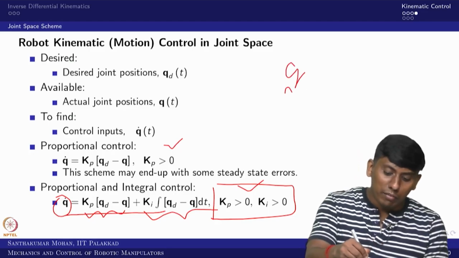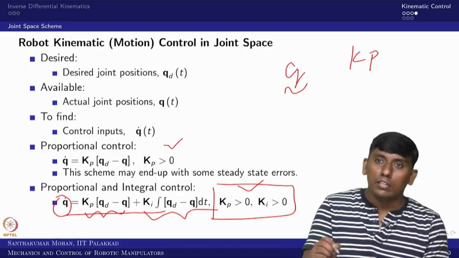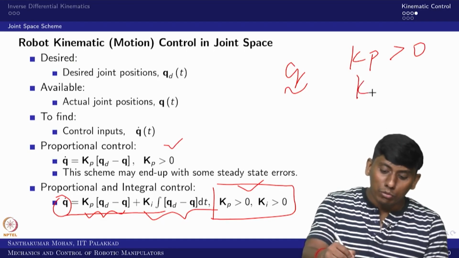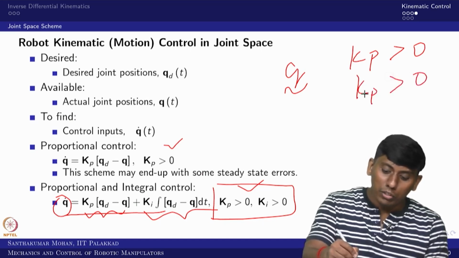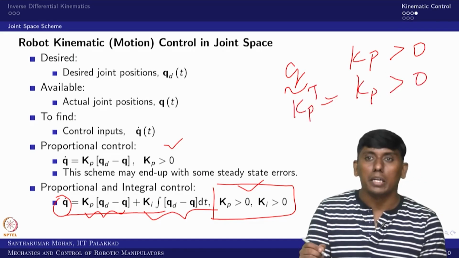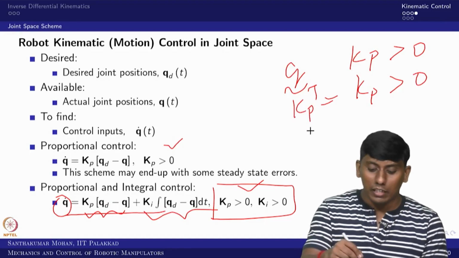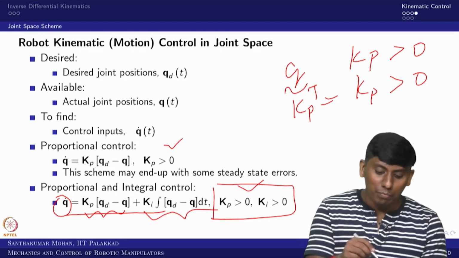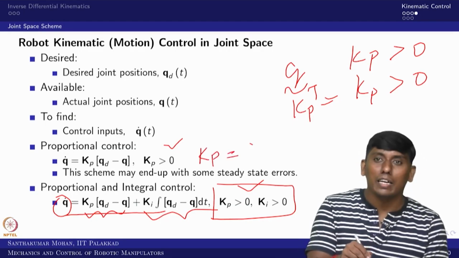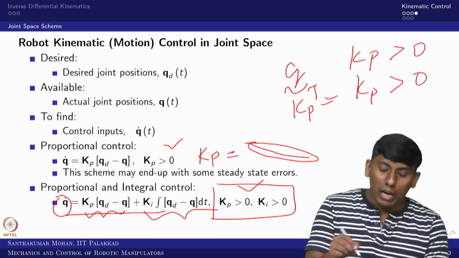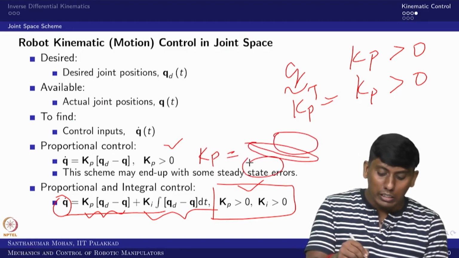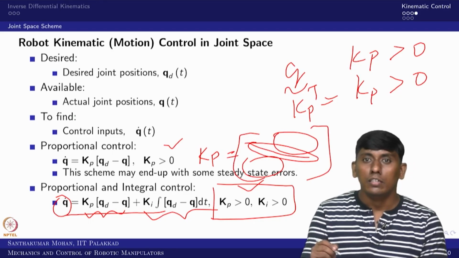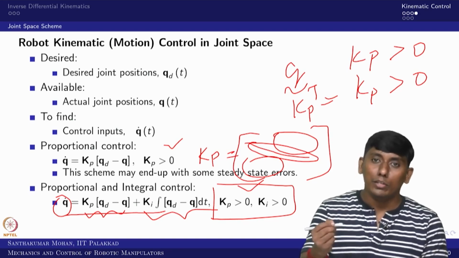Since q is a vector, this matrix is supposed to be a positive definite matrix. More or less people use this Kp as positive, and in addition to that, symmetric. So this is further extended, but most robotics researchers, when applying in real time, take this as a diagonal matrix, okay. So positive values on the diagonal only, and all off diagonal entries are 0. So that way they take either Kp or Ki, this is also one standard. Some people even use it the other way around.